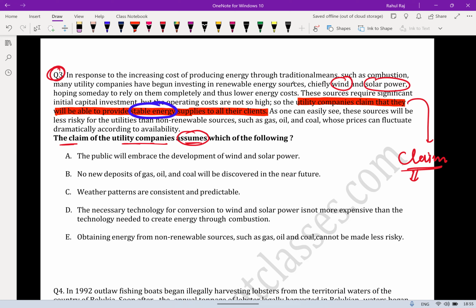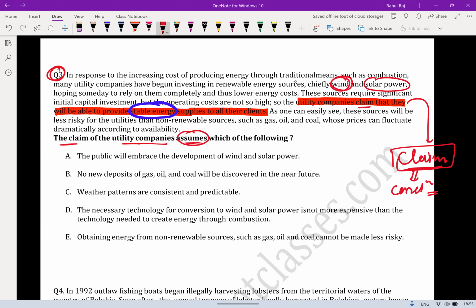Tell me one thing over here. Don't you feel that the claim is the main conclusion of the argument, or do you feel something else is the conclusion? If you feel something else is the conclusion, please tell me. So it says that the utility company claims that they'll be able to provide a stable source of energy. Whether you understand this is a conclusion or not doesn't matter, because the question is very clear. The claim of the utility company assumes which of the following? Agreed? Now, what is the claim of the company? That they'll be able to provide a stable source of energy to all the clients. And what energy are they talking about?